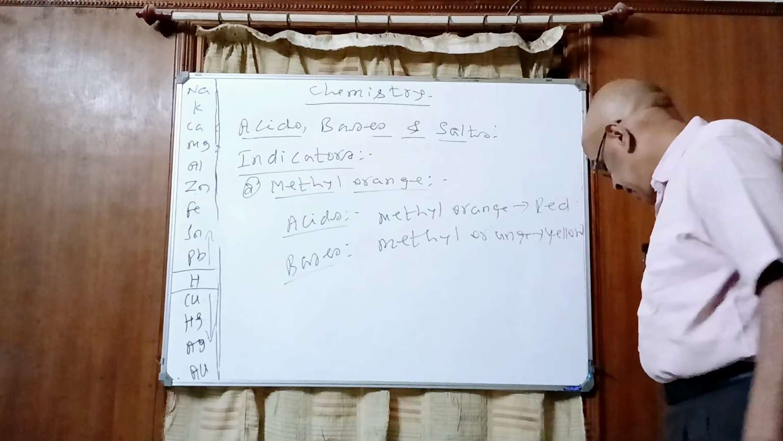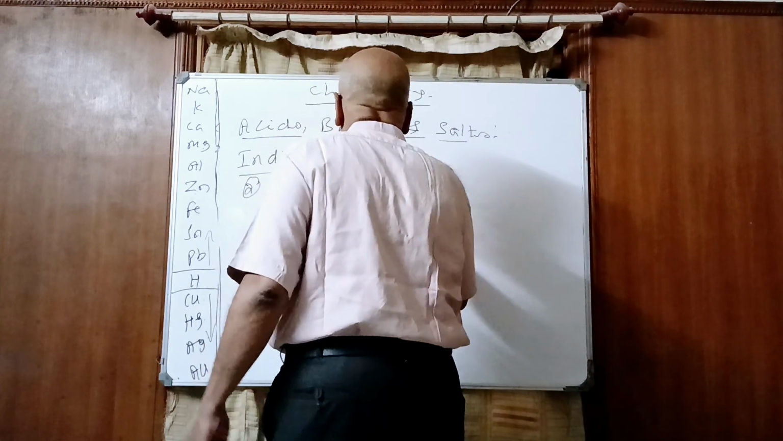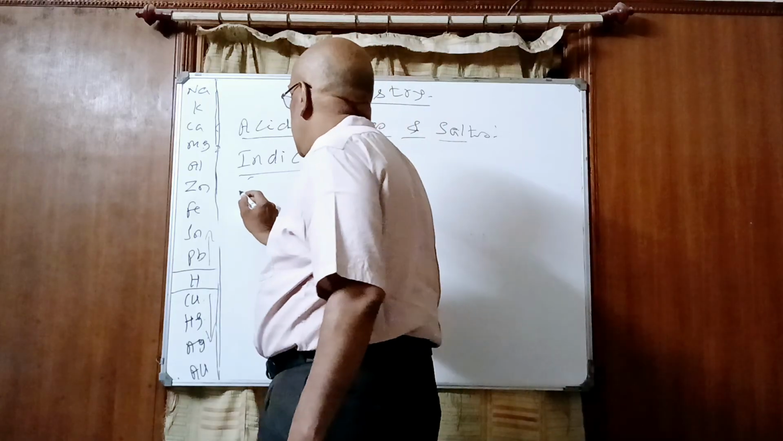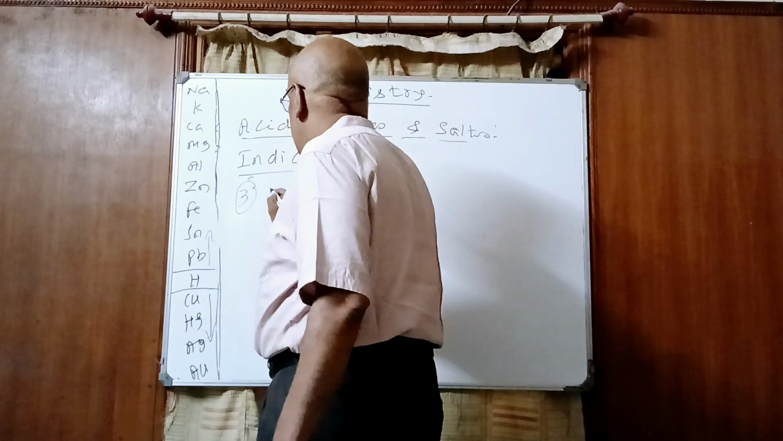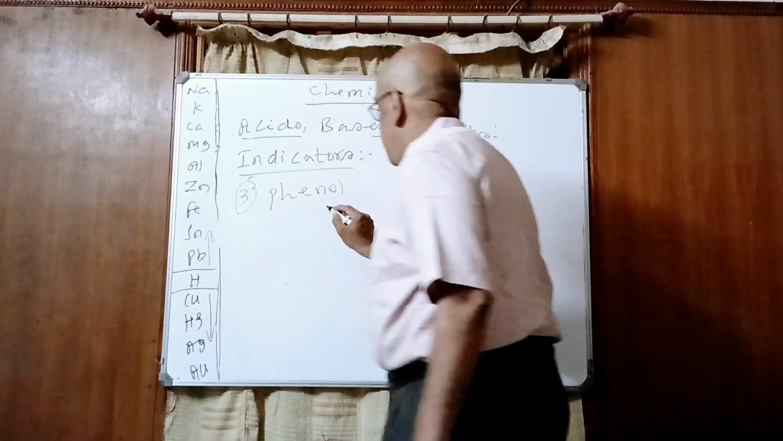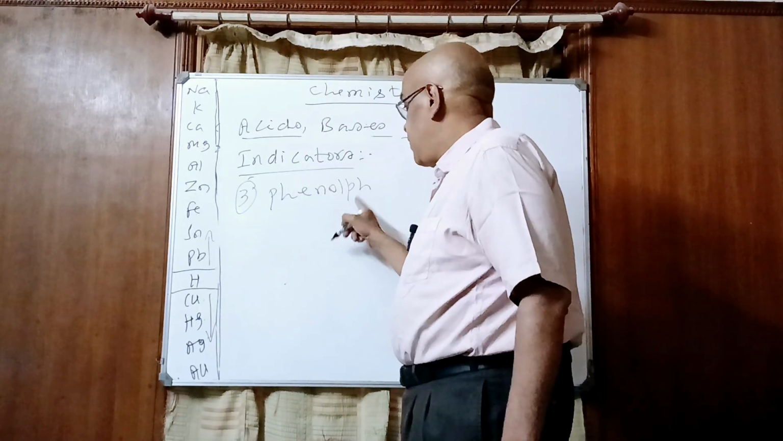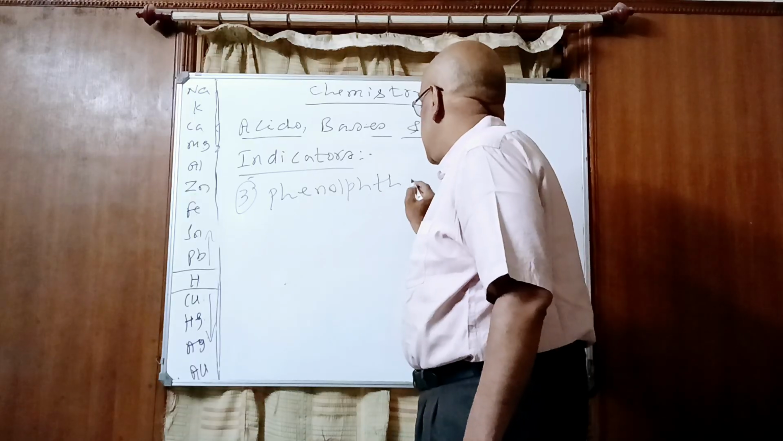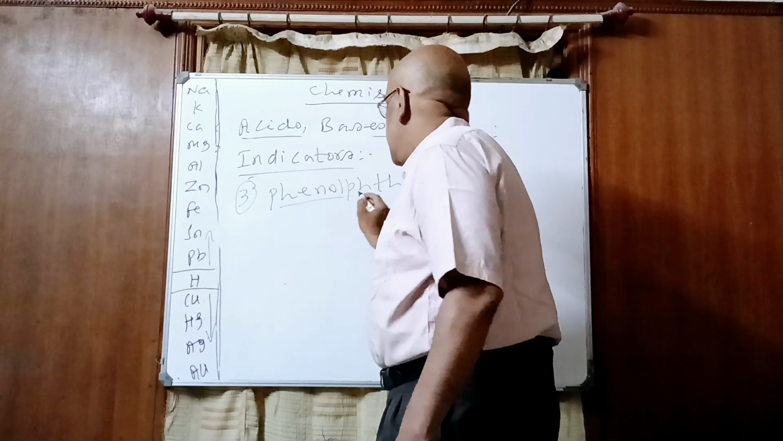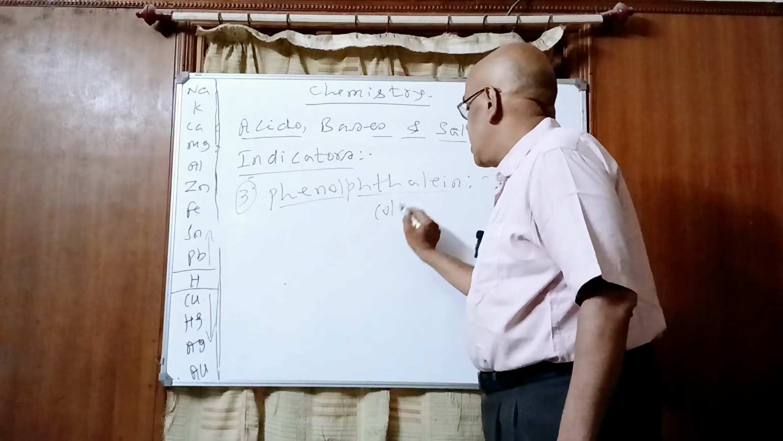The third and last indicator, children, is phenolphthalein. How to pronounce phenolphthalein? Be careful while pronouncing and writing. Phenol, P-H-E-N-O-L, phenolphthalein, P-H-A-L-E-I-N. What is the color of phenolphthalein? It is basically a colorless solution.